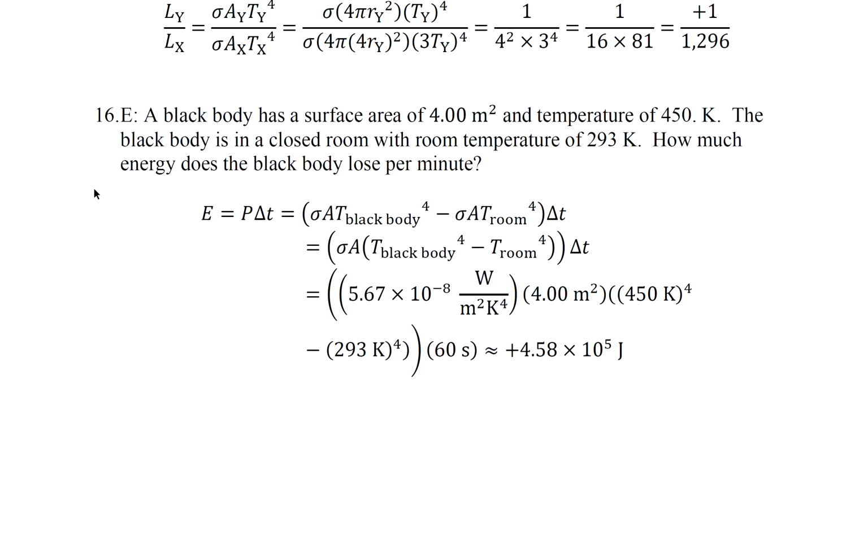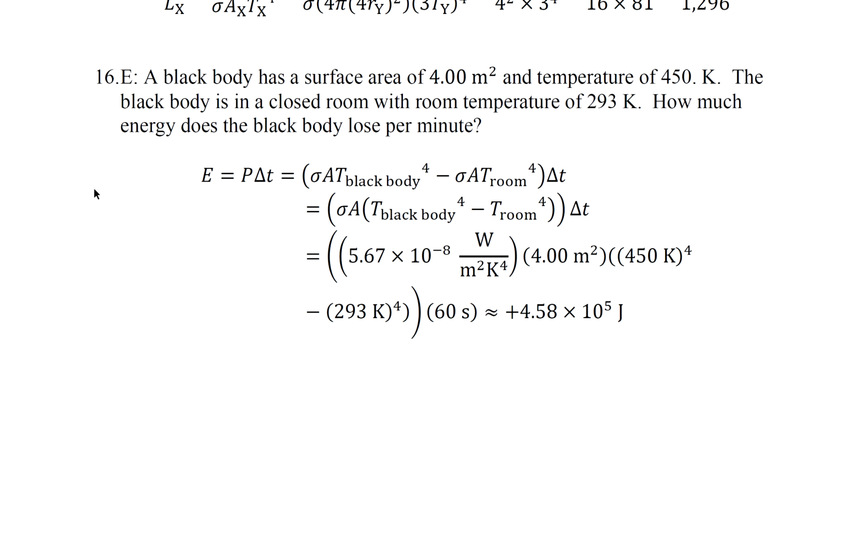Question 16. A black body has a surface area of 4 meters squared and temperature of 450 K. The black body is in a closed room with room temperature of 293 K. How much energy does the black body lose per minute? So this is sigma A T to the 4th minus sigma A T to the 4th. And remember, E equals P delta T, because P is equal to E over delta T.